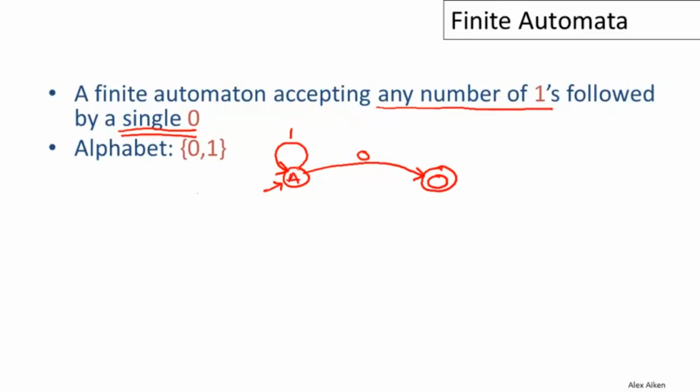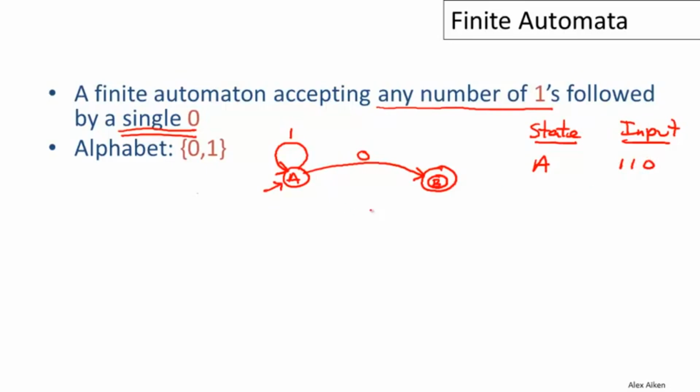Let me label these states again. So this is state A, and that's state B. So let's write out here state and input. We'll begin in state A, and let's take as input 1, 1, 0. Okay, so let's do an accepting case first.